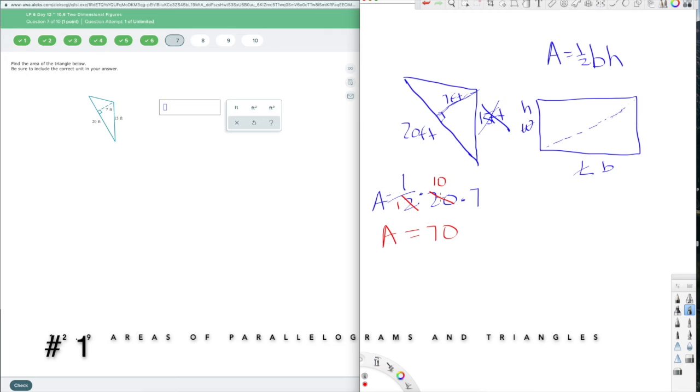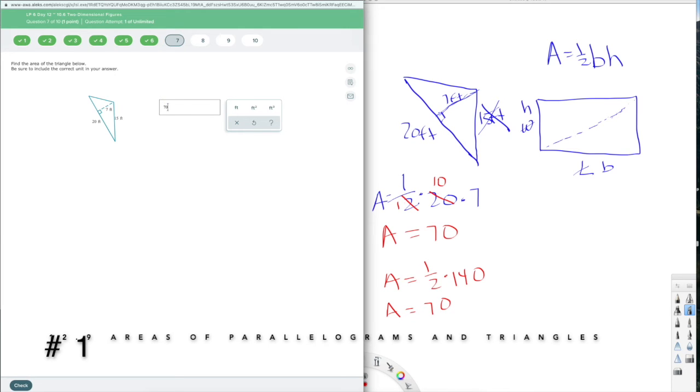Or I could have done 20 times 7, and I would have gotten 140, and then I could have divided by 2, and I would have gotten 70. Either way, I get 70. Doesn't matter which method I use, if I multiply and then divide, or if I reduce and multiply. I think reducing and multiplying is a little easier because we tend to deal with smaller numbers that way. So it just depends on preference. We want to make sure, since it's an area, area is two-dimensional, that I grab my feet squared.